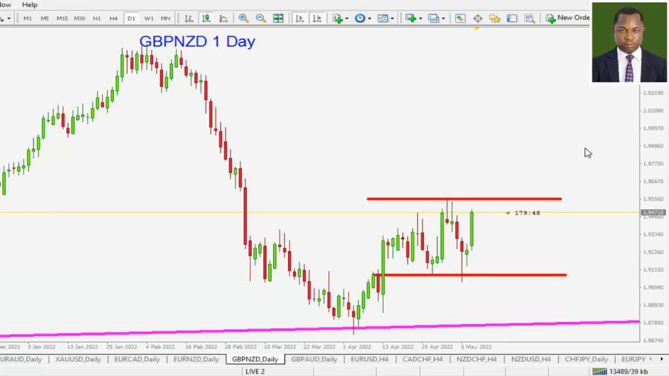Similarly, the sterling pound against the New Zealand dollar in the daily time frame, we talked about the possibility of an expanding triangle as a sign of market confusion. We didn't trade that bounce. But as you can see, price again pushed in the direction of that analysis.